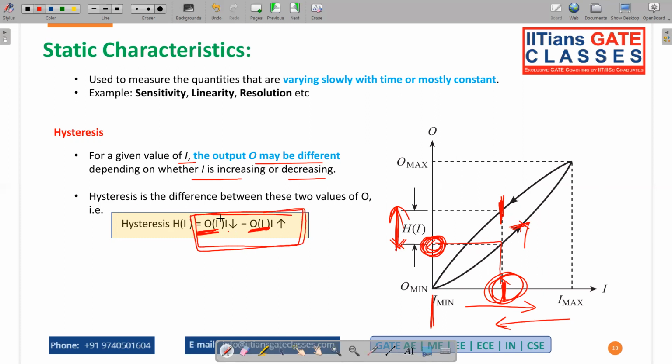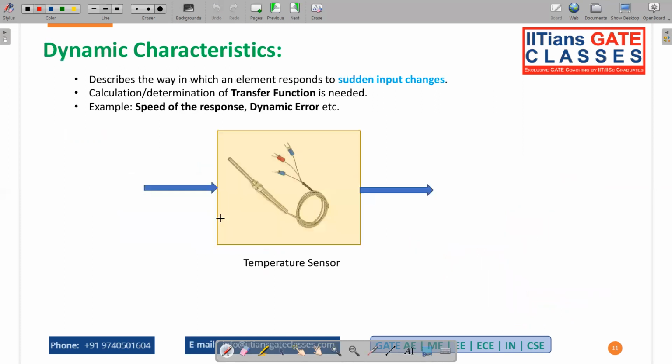Okay, so what we have covered in the static characteristics is that the main concept behind the static characteristics is that the input is varying very slowly with respect to time, such that we are assuming that the input is mostly constant or a DC value. But in the dynamic characteristics, the sensor will respond to sudden input changes. Like it could be step response, impulse response, sinusoidal response, like that.